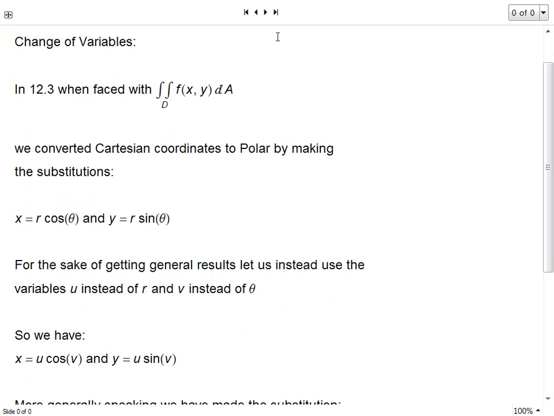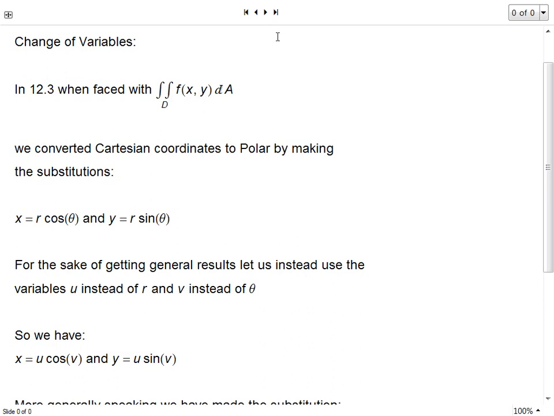Remember that when we were looking at a double integral over some region D in 12.3, which was polar, we made these substitutions. Everywhere we see an x, we replace it with r cosine theta. Everywhere we see a y, we replace it with r sine theta. And that came off of the right triangle, didn't it?